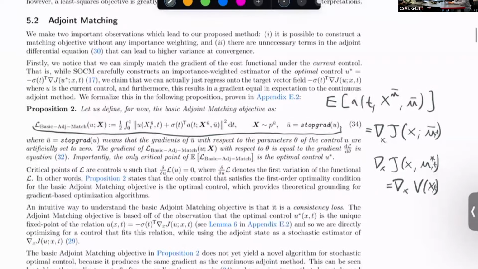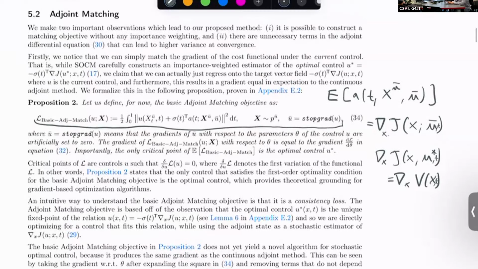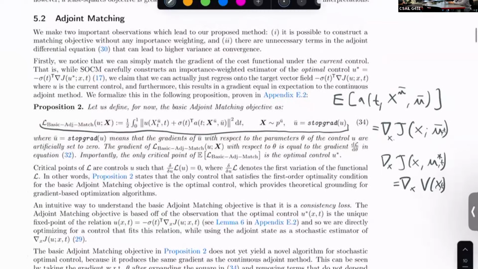And the guarantee that we have is that the only critical point of the expected loss function is the optimal control U. So we know if you converge somewhere, you must be converging to the optimal control. You cannot converge anywhere else. Of course, we don't know how fast that will happen. It's tricky, right? It's deep learning, so you don't know what you're actually doing. But if you end up somewhere, it will be the right place.